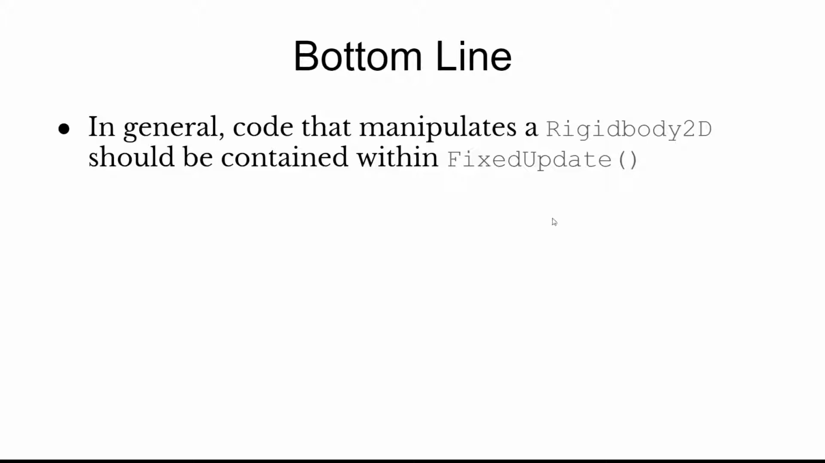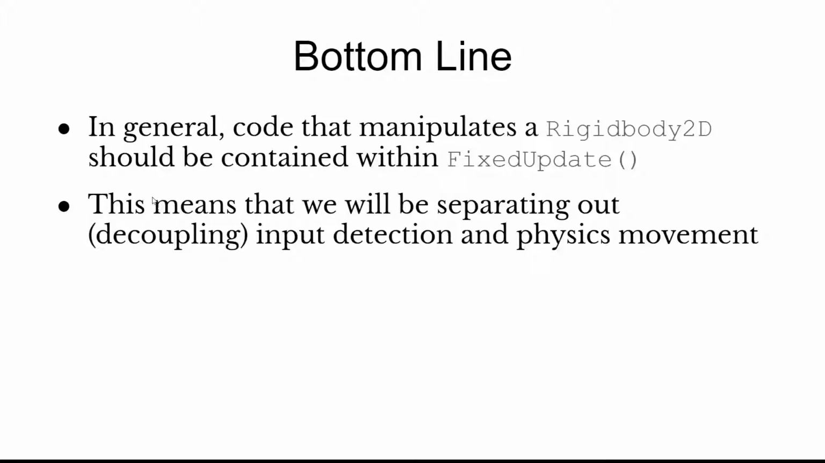So it's better to do anything with physics, even the adding of forces, if you're adding them over the course of time, in fixed update. If you're just doing one-shot kind of things, those are the ones you can kind of get away with. But in general, you want physics stuff to be happening in fixed updates. So you want to separate out, or decouple, input detection from the physics movement.